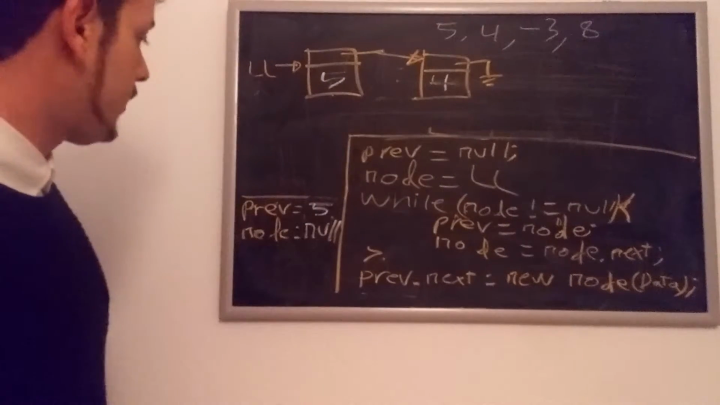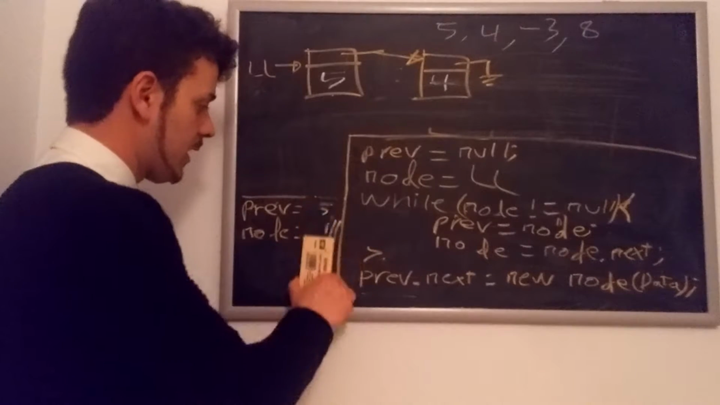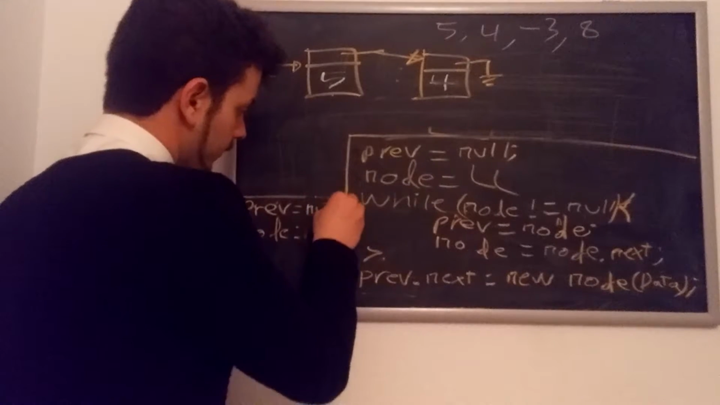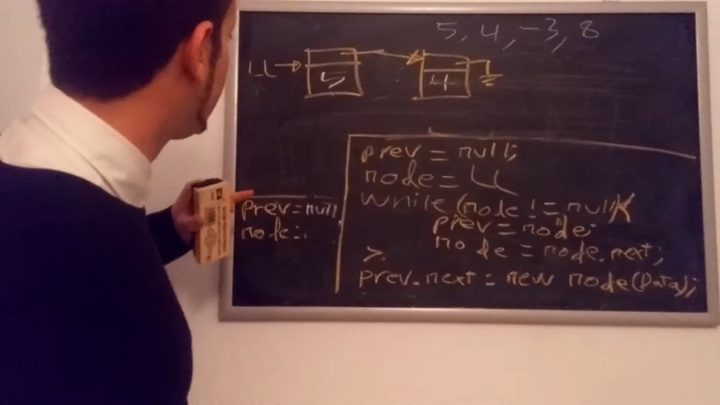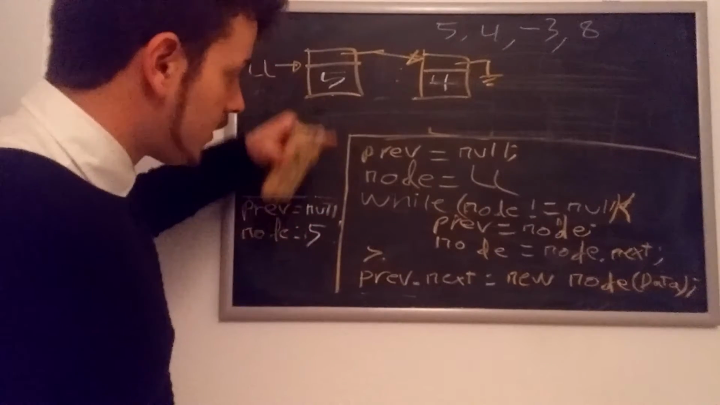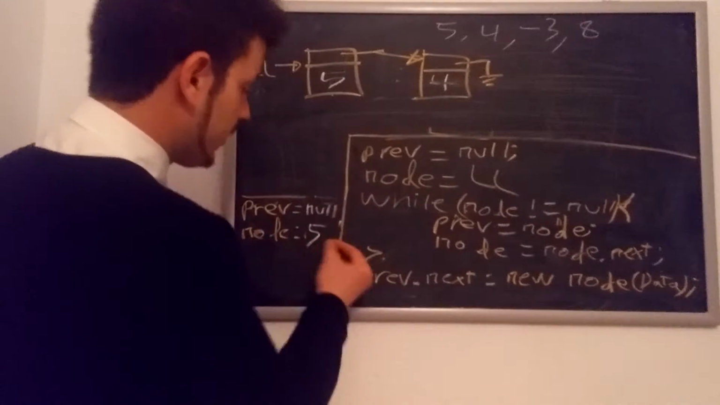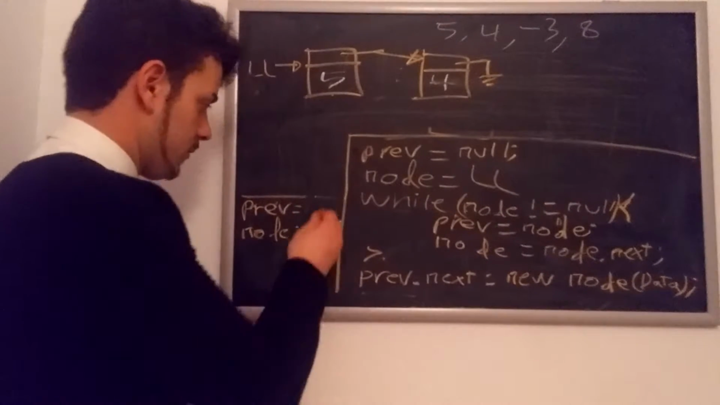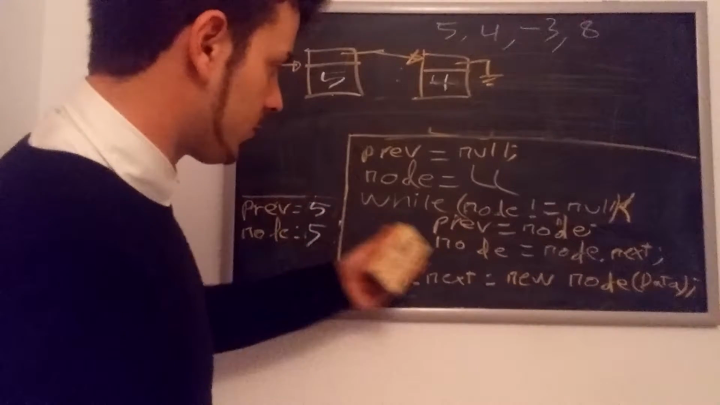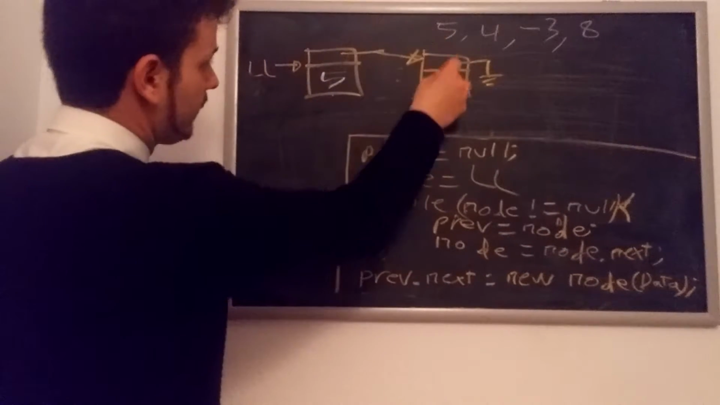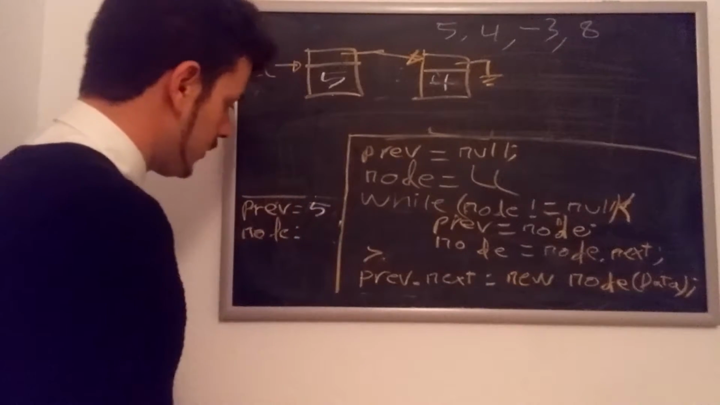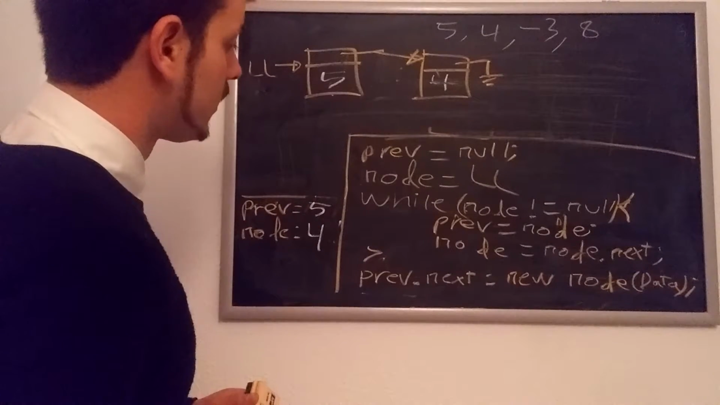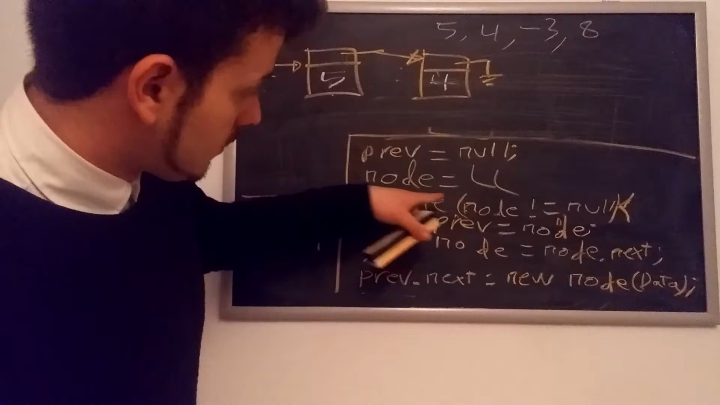Now we want to insert -3. We execute the code again. Prev equals null. Node equals the beginning of the linked list, in this case it's 5. While node is different from null: node is different from null, so we execute the while loop. Prev equals node. Prev is equal to 5. Node equals node next. The next of the 5 is 4, so node will now point to the node that contains 4. We reevaluate the while loop.